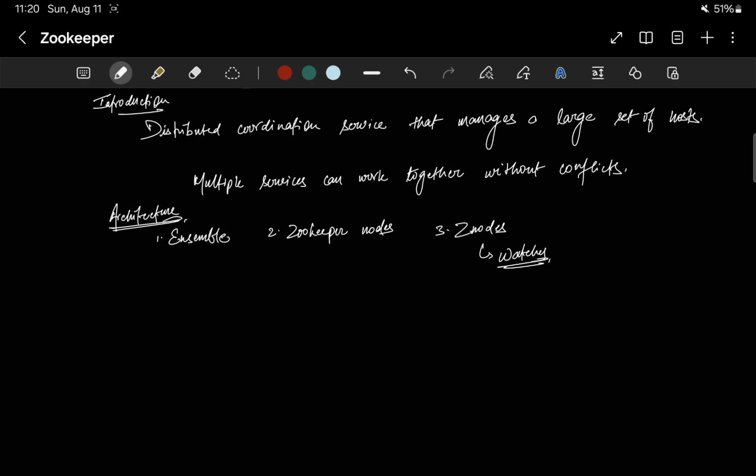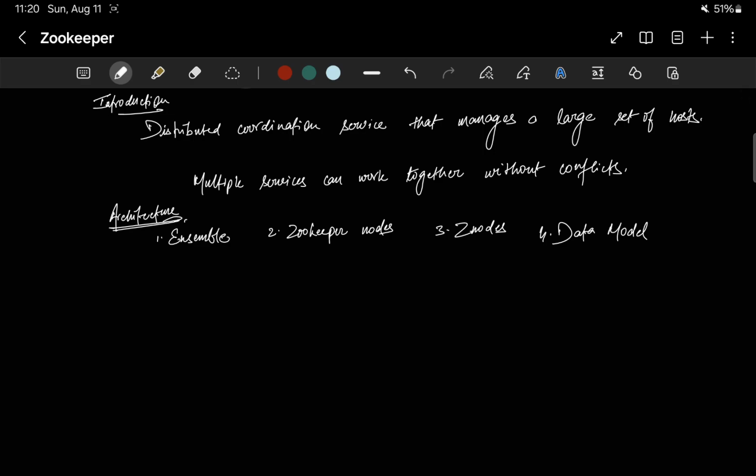Next is the data model. ZooKeeper uses a tree-like structure where each node is a Z node. The root is denoted by a slash, as in our normal file system, and each child node is referenced by its path, such as /app/config/db. So db is inside the config folder, which is inside the app folder. Each Z node has a stat structure including metadata like version numbers, creation time, and modification time.